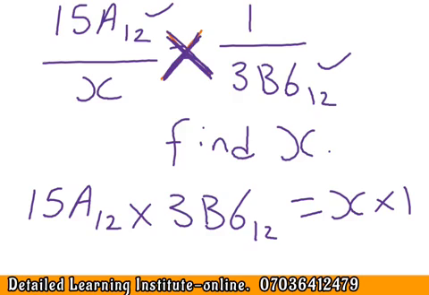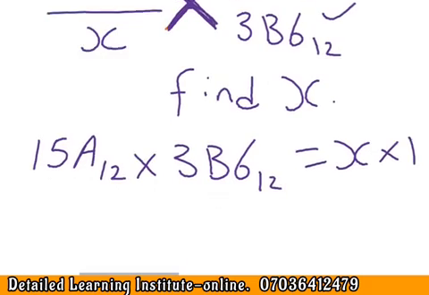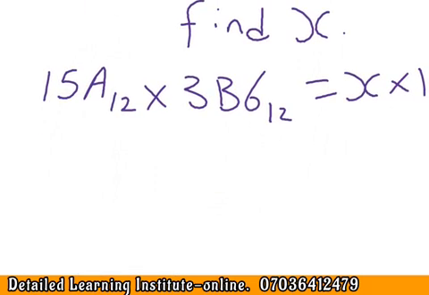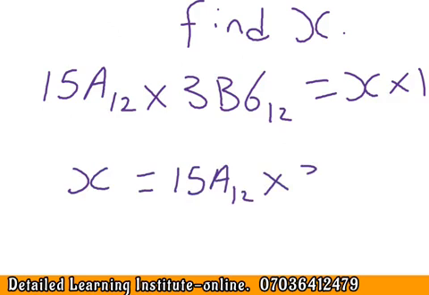And now you can see that whenever you apply a verified method, a verified principle in solving a question, it will always lead you into a simpler form that will lead you to the solution. Now you can see that just doing that is not leading us to the answer yet, so we can decide to bring this to the side and take this to the side. It's the same thing. So let's just do that. We'll now be having x times 1 gives x equals 15a12 times 3b6 in base 12.